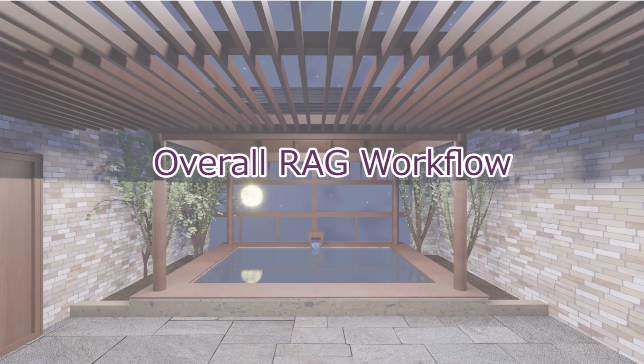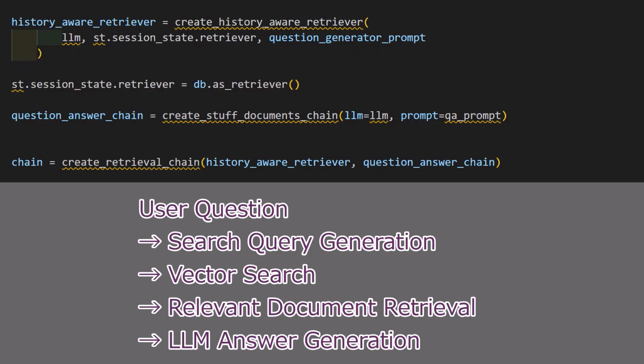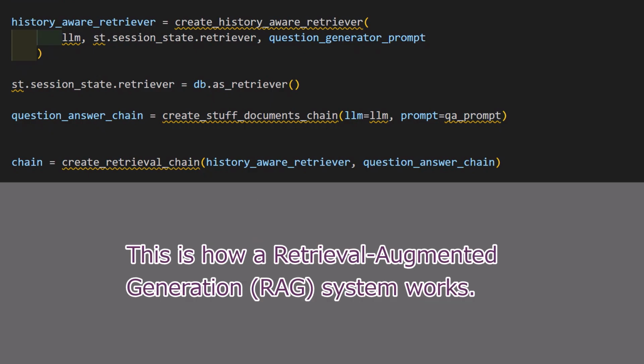Overall RAG workflow. User question, search query generation, vector search, relevant document retrieval, LLM answer generation. This is how a retrieval augmented generation system works.